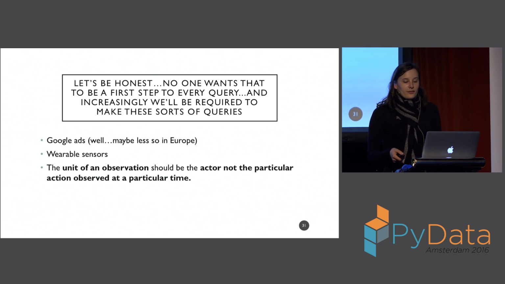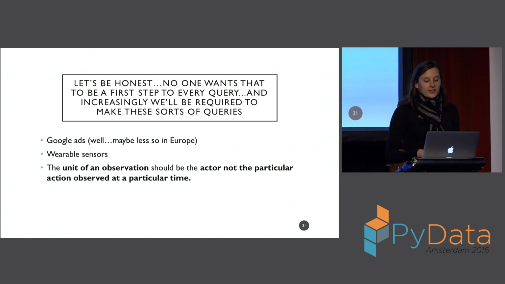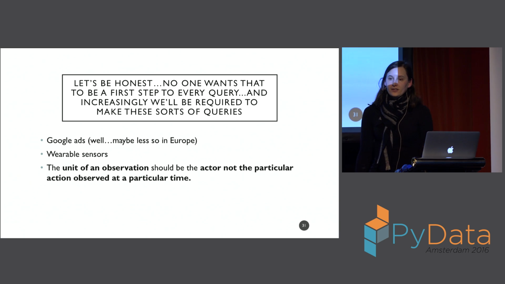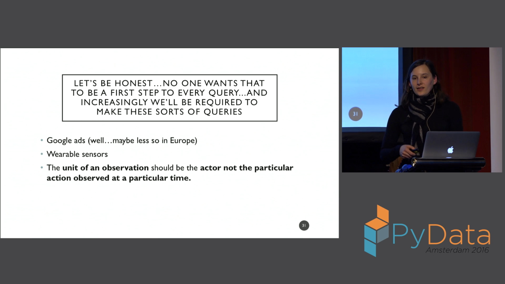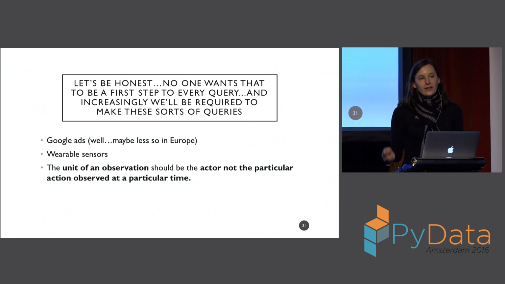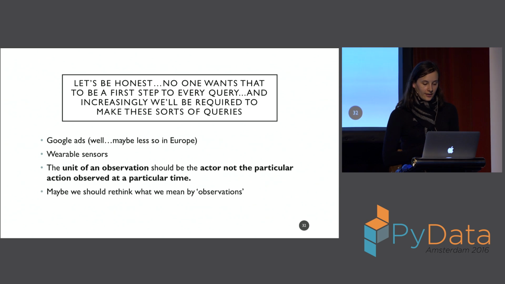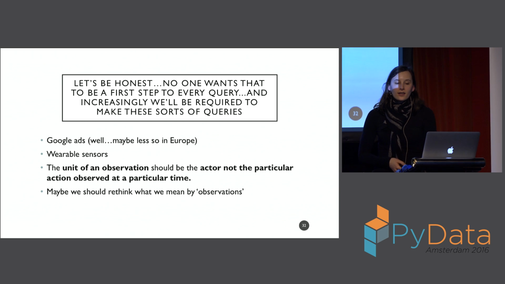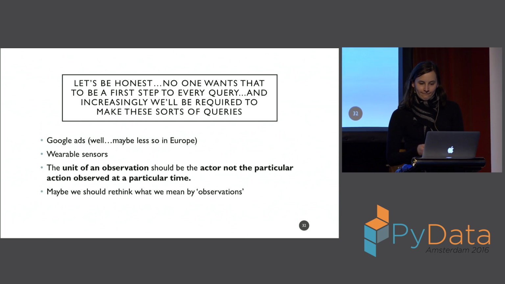So the unit of observation should be the actor, not the particular action observed at a particular time. I think we need to move away from this tidy idea that what I saw at a particular moment with the person just being a variable is the way to go, and be thinking more and acknowledging more that everything is happening in some kind of time-oriented context. So we should be rethinking what we mean by observations.